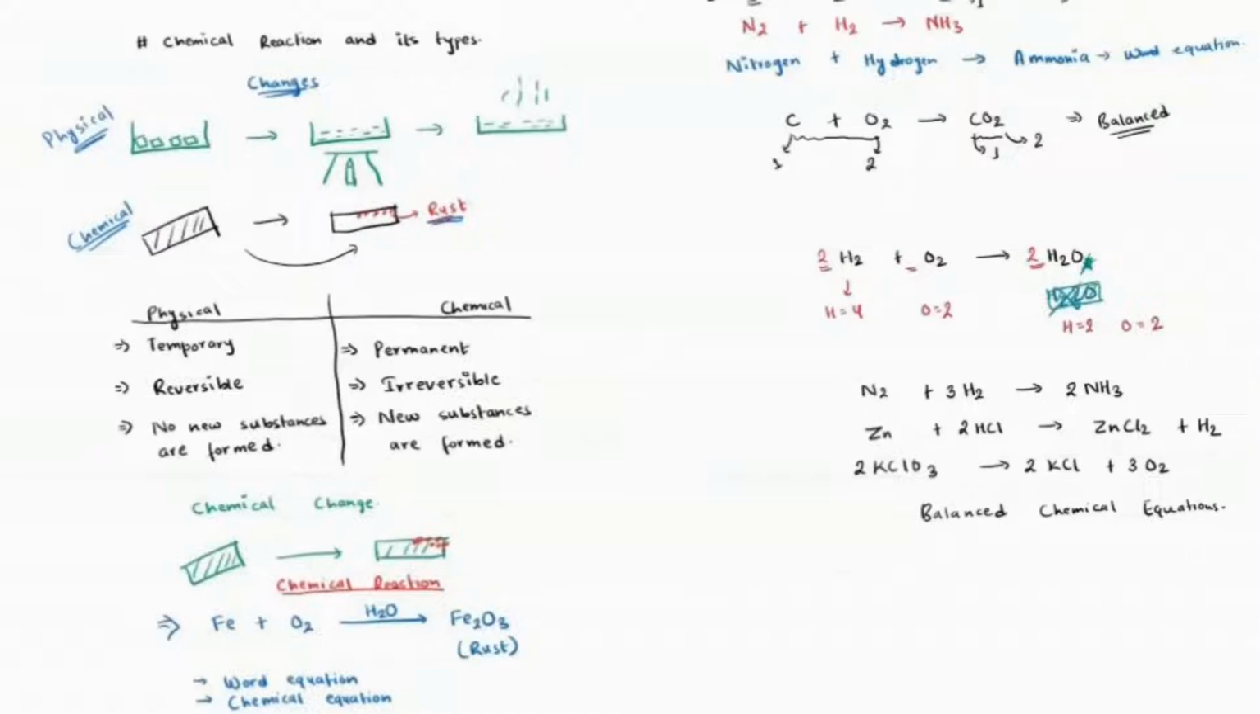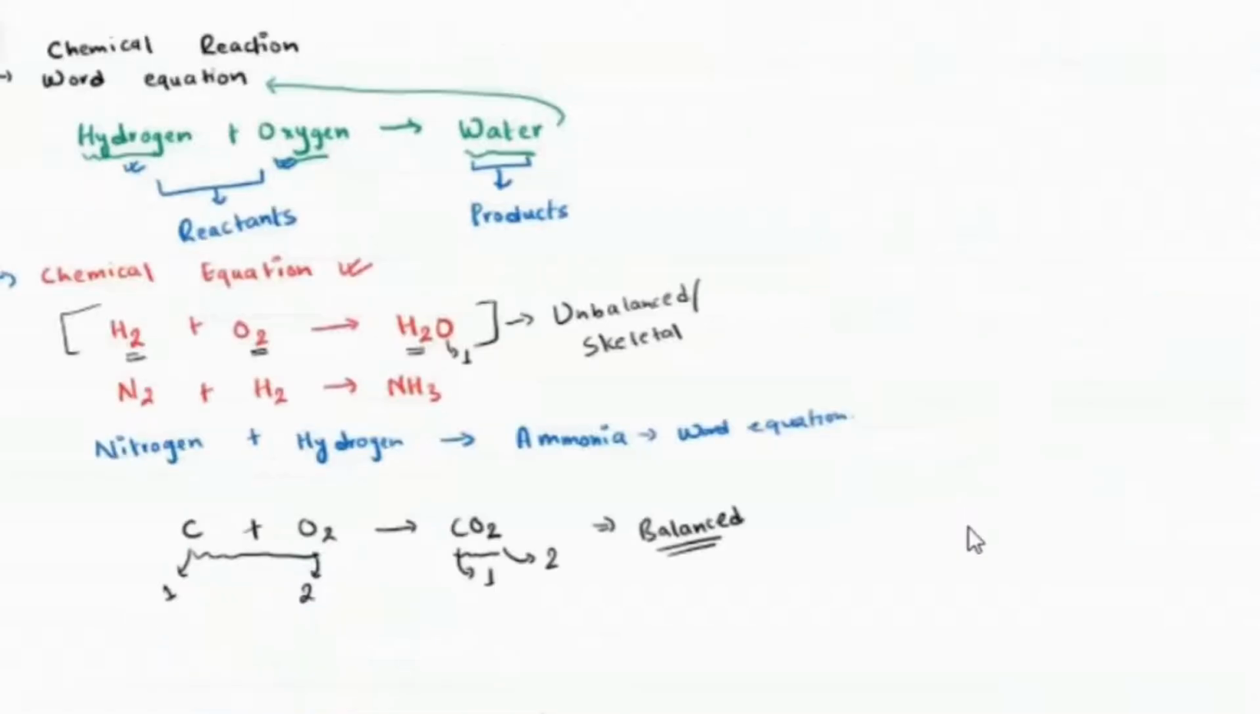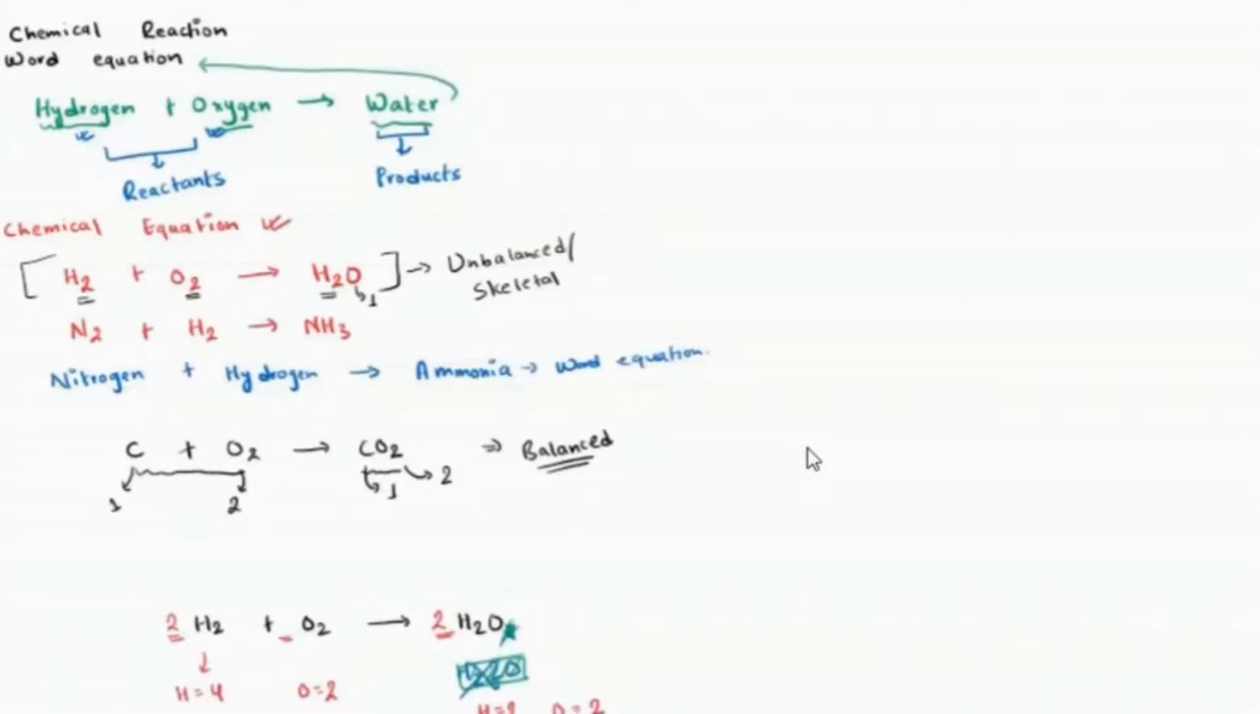And the chemical reaction can be represented in 2 ways. One is by word equation, another is by chemical equation, right? If you write the full names of the reactants and the products, then that type of equation is our word equation. And if you write just molecular formulas, then it is chemical equation.